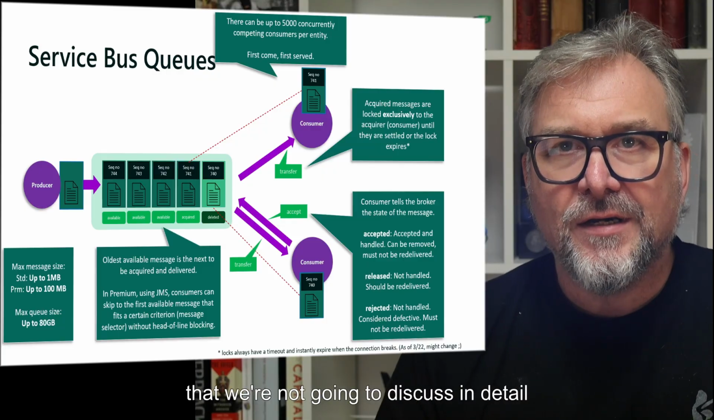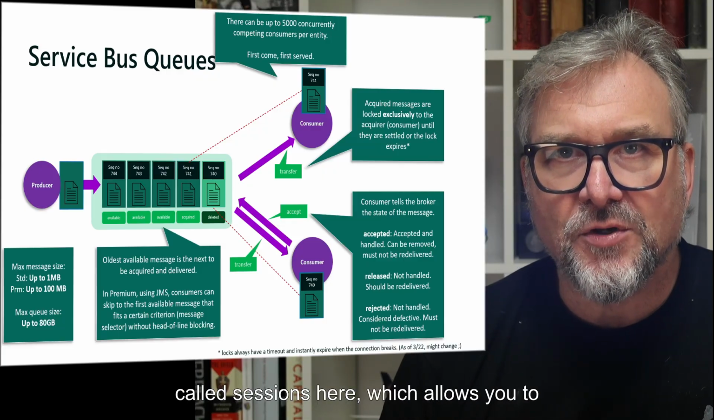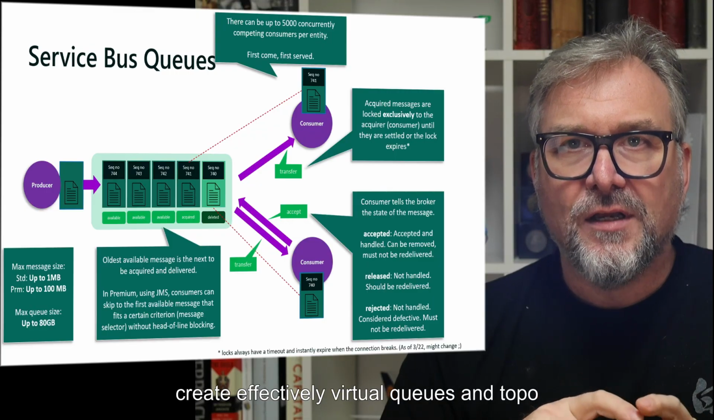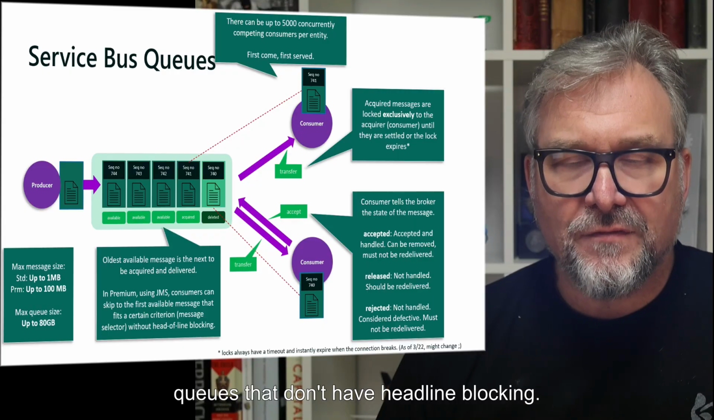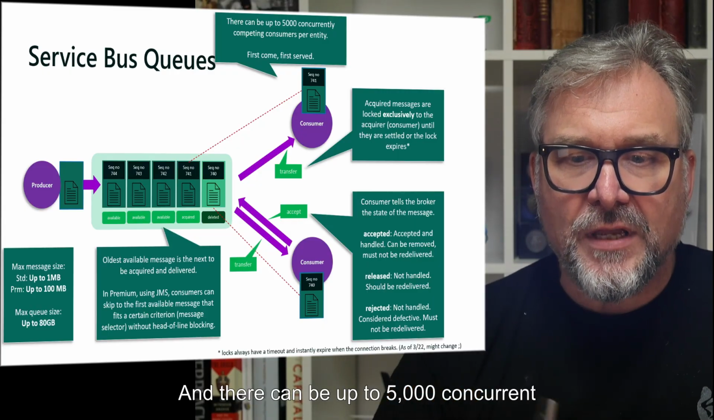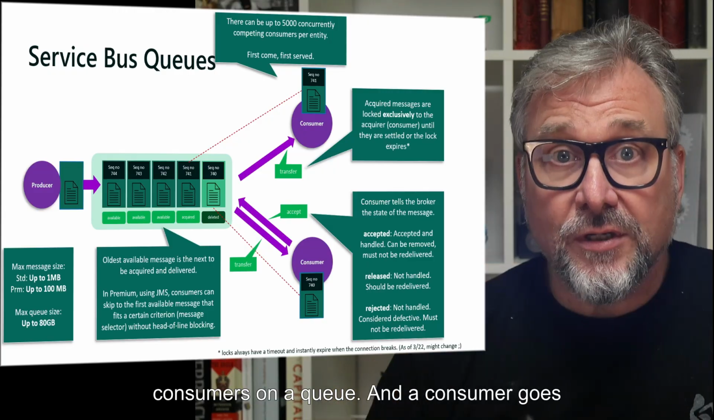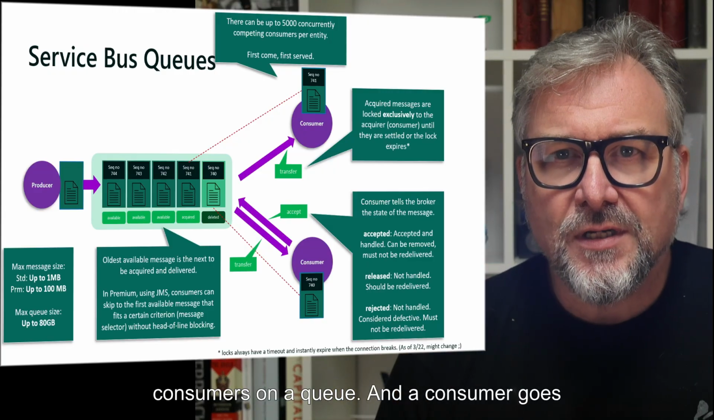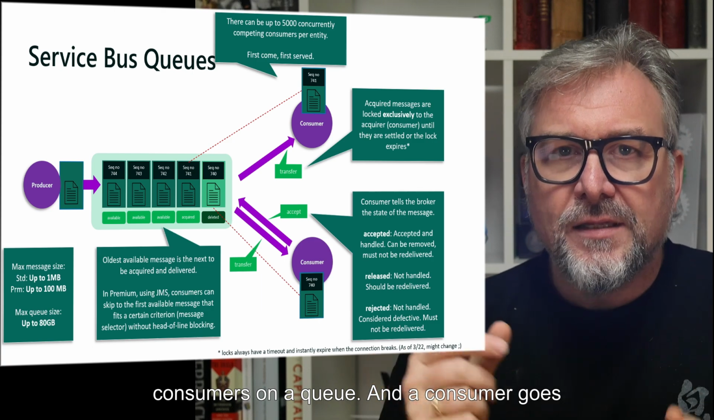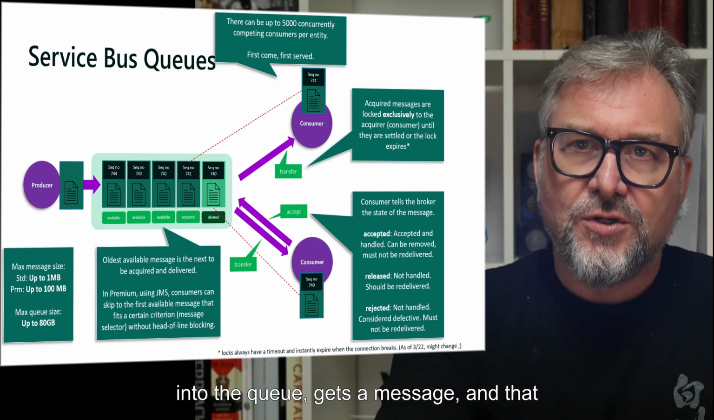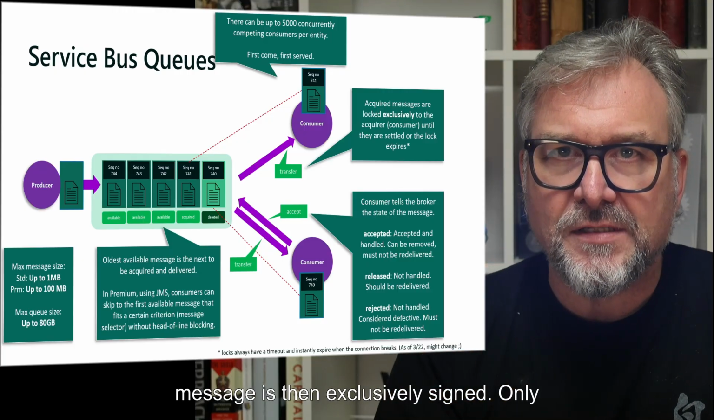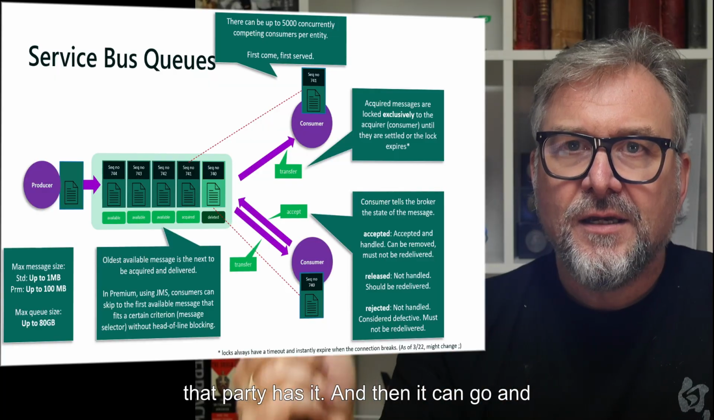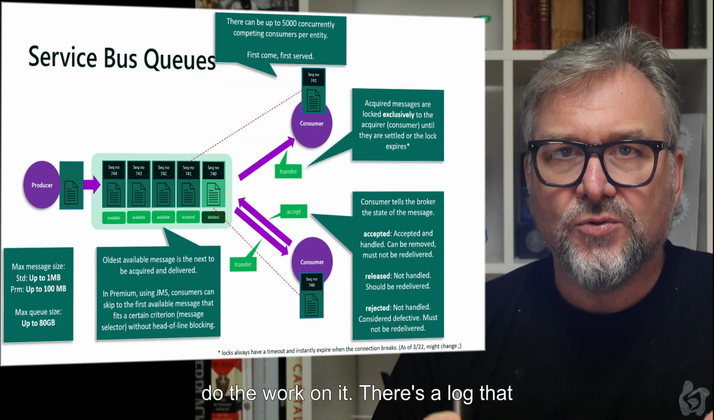Another feature that we're not going to discuss in detail is called sessions, which allows you to create effectively virtual queues on top of queues that don't have head-of-line blocking. And there can be up to 5,000 concurrent consumers on a queue. A consumer goes into the queue, gets a message, and that message is then exclusively assigned. Only that party has it. And then it can go and do the work on it.